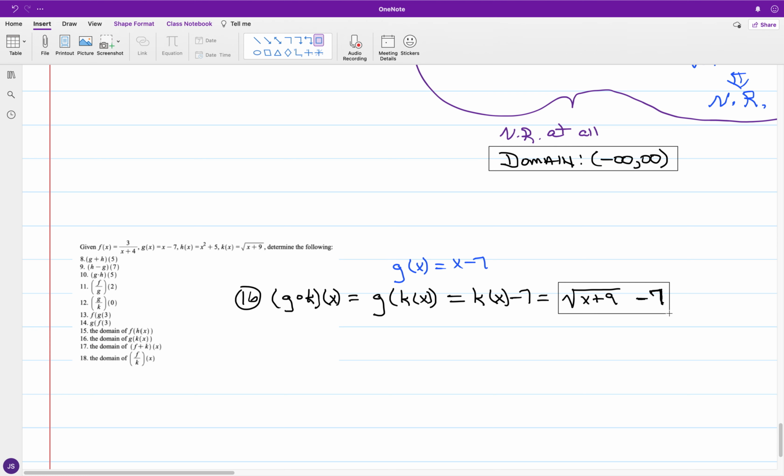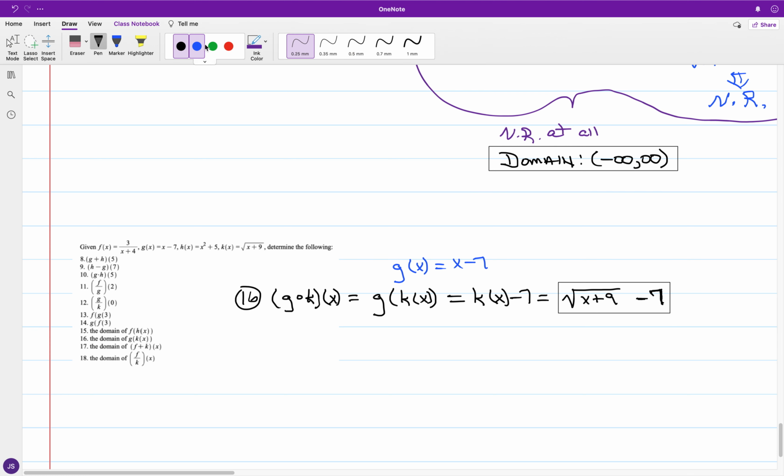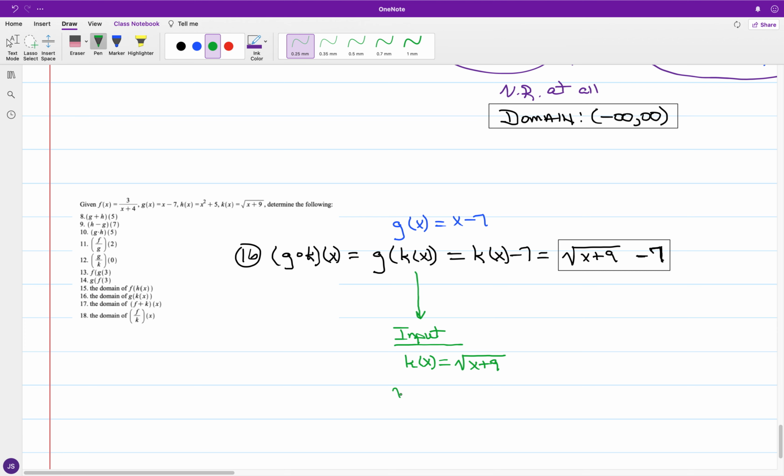And in the case of looking for the domain, again, with compositions of functions, one restriction potentially will come from what is disallowed for the input function. Now for the input, again, you have k of x is equal to the square root of x plus 9. And again, because you have the square root, x plus 9 cannot be negative.